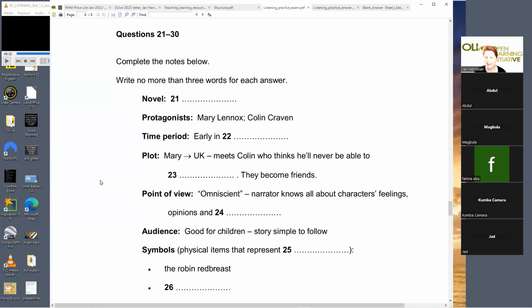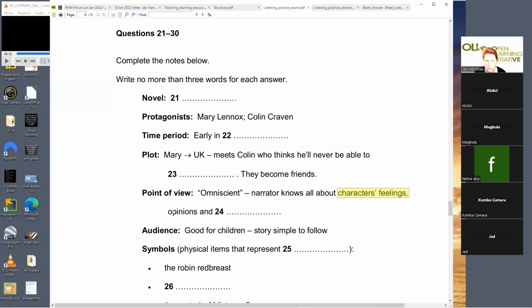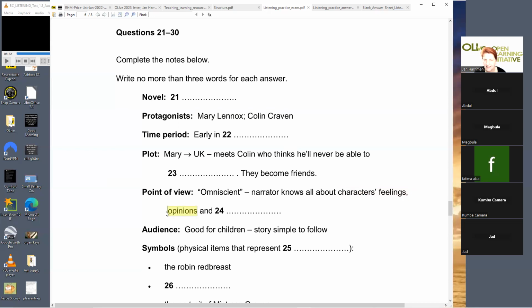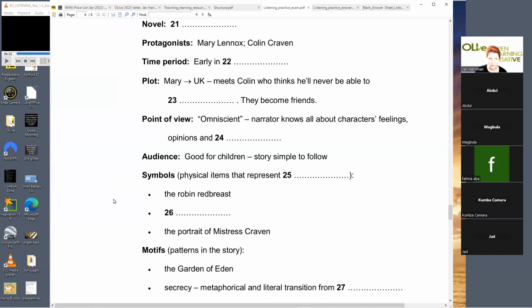They used the word motivation, but they didn't use the same words for feelings and opinions. They used different words for those. So you really had to be listening and know that that was what you were listening to. All right, good job.